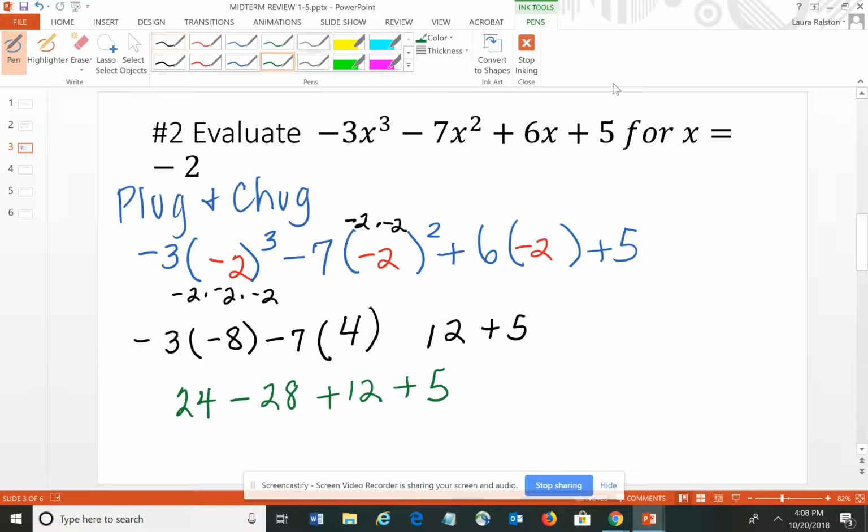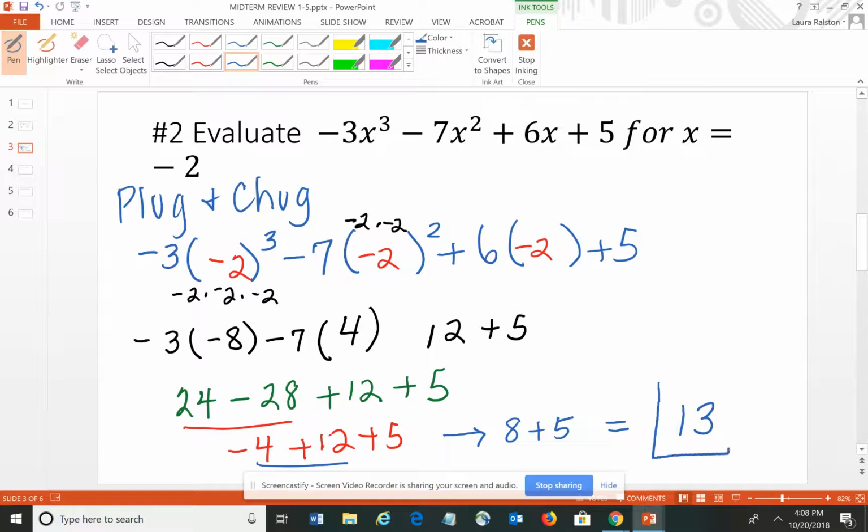Working left to right, 24 minus 28 is negative 4 plus 12 plus 5. Negative 4 plus 12 is 8 plus 5, which ultimately gives us an answer of 13. So when you evaluate the algebraic expression for x equals negative 2, you get a value of 13.